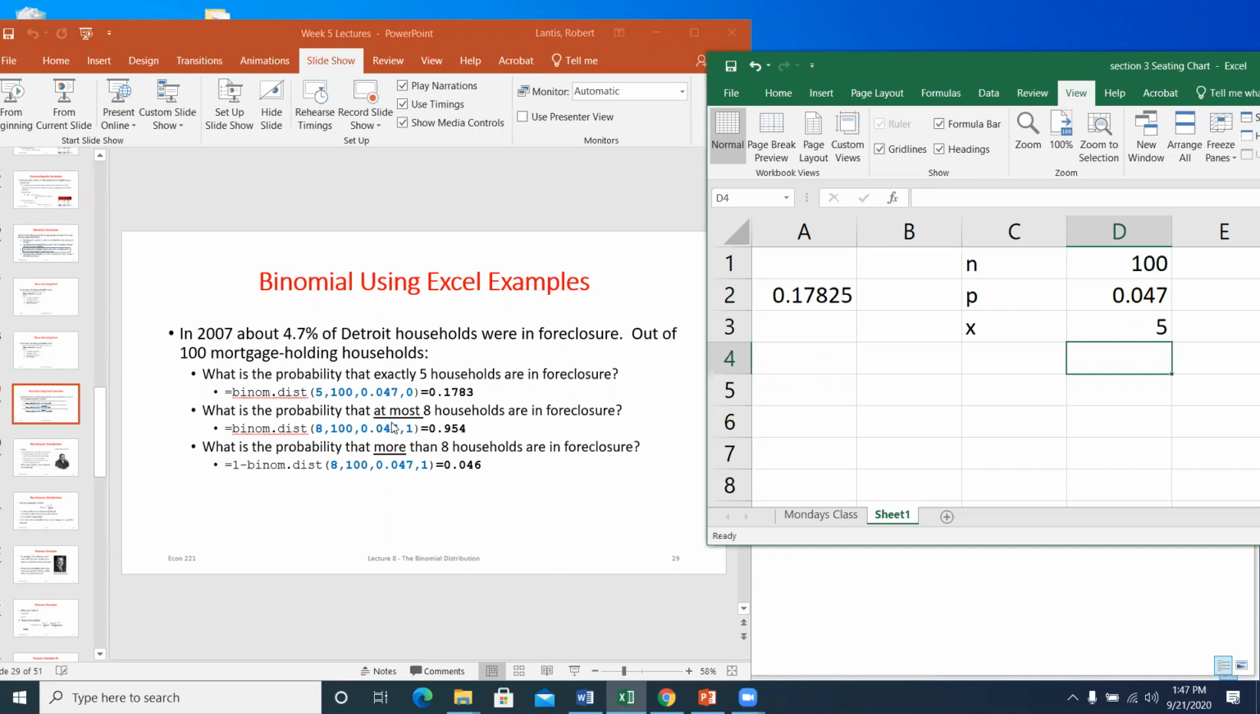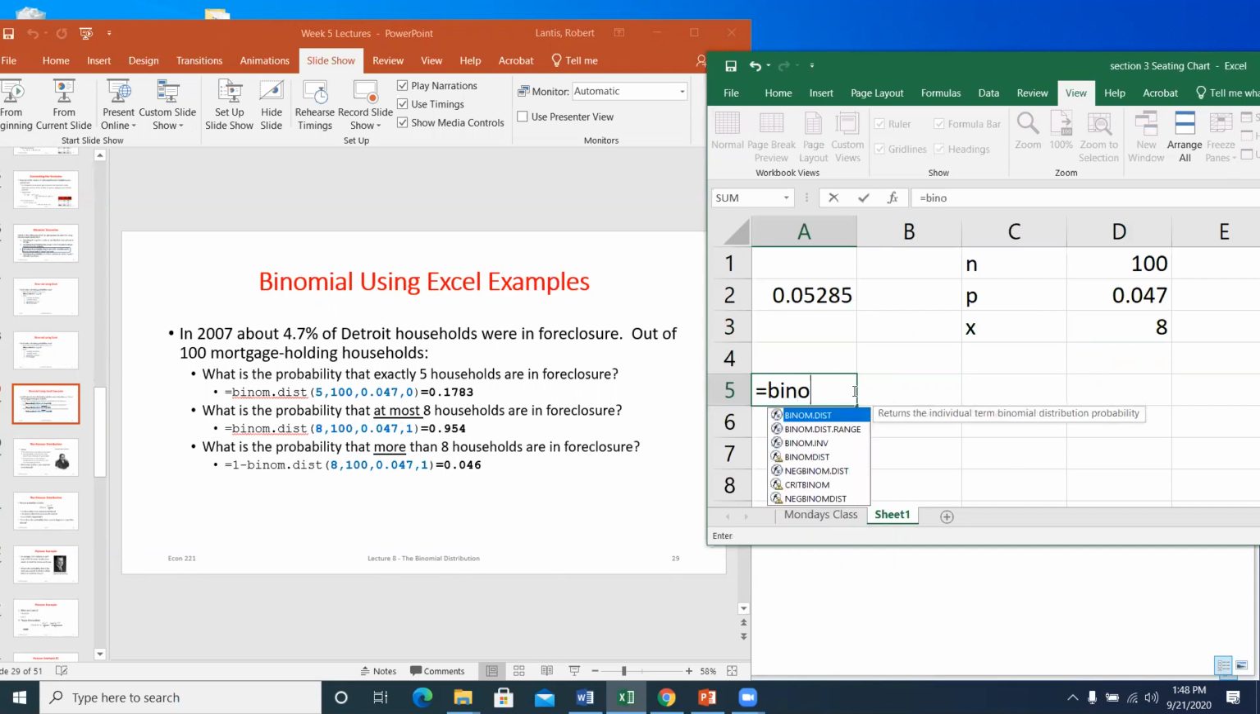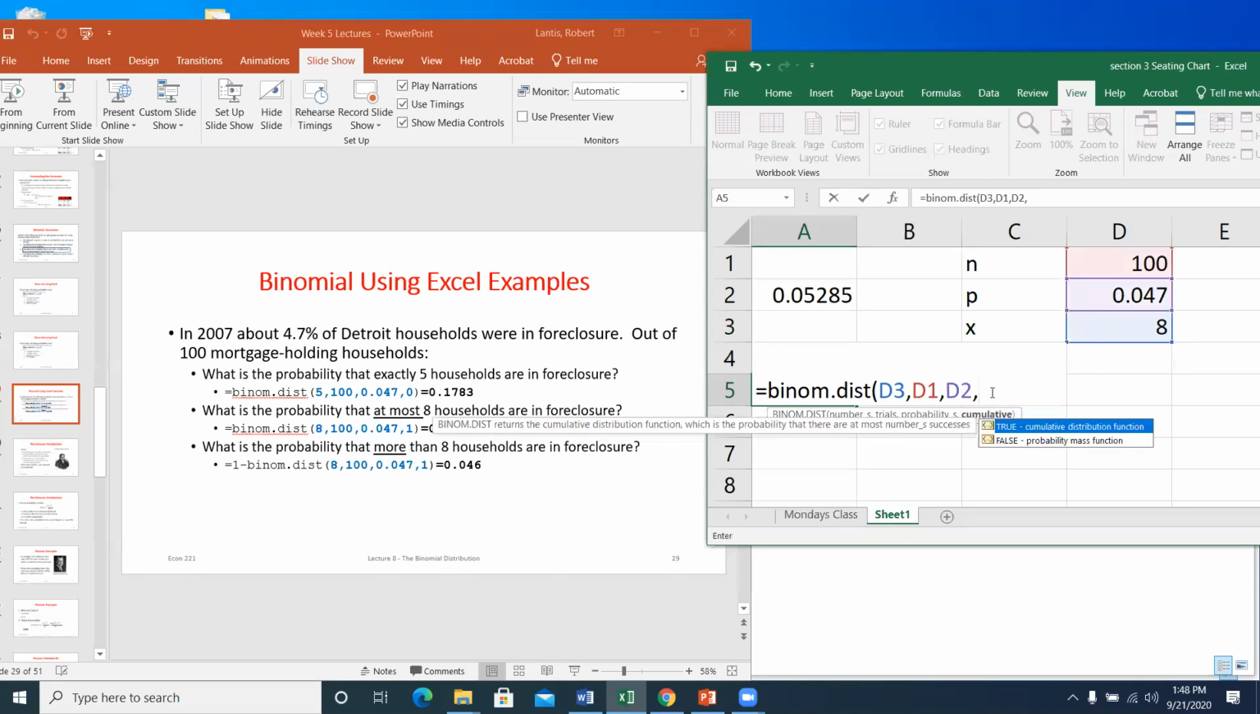Now, what if I wanted the probability of more than 8? This one's a little tricky. Let's say I want the probability of seeing more than 8 homes foreclosed. So I'll put my 8 in here. I'll use that binom.dist. The number of successes I want to see would be 8. Number of trials, 100. Probability of success. But here, if I put 0 for cumulative, it'll give me exactly 8. If I put a 1 in, what's it going to find the probability of? It's going to find the probability that I see 8 plus the probability of 7 plus the probability of 6, all the way down to 0.